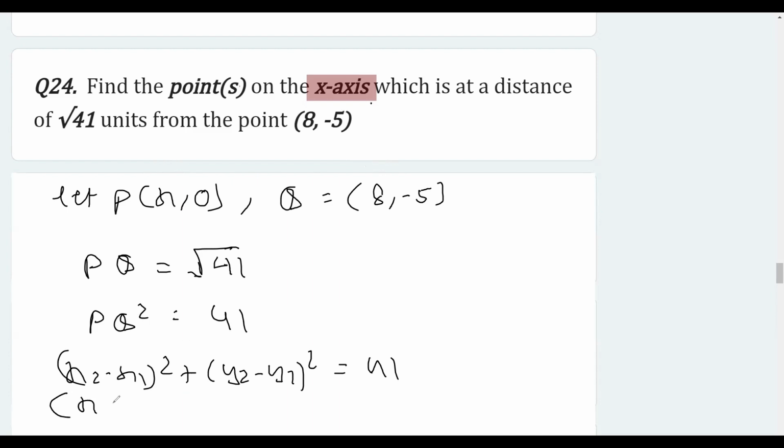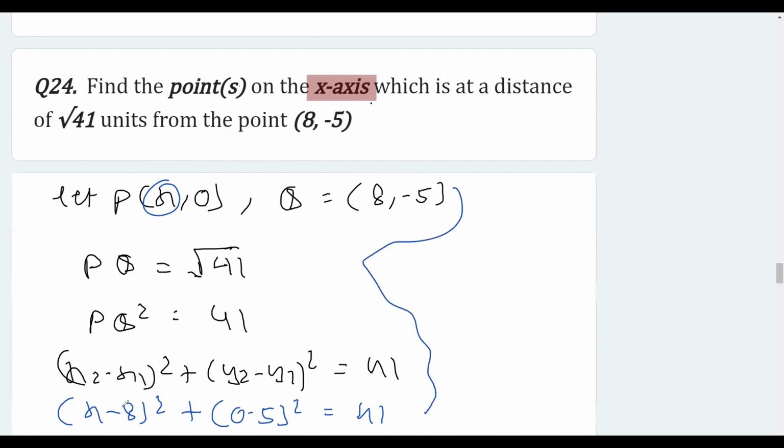I prefer to take the variable as the first, so I replace x2 with x. So this is (x2 minus x1) whole square, that comes out to be (x minus 8) whole square plus (y2 minus y1) whole square, that will be (0 minus 5) whole square is equal to 41. Now for further working, this will be as it is, (x minus 8) whole square, and this is how much? 5 square, which is 25.